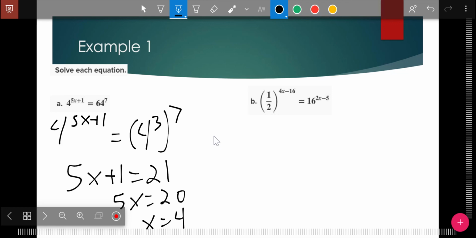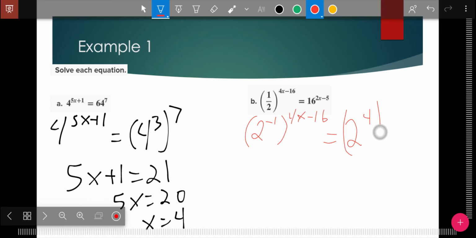B over here is a little bit trickier. This becomes 2 to the negative 1 power. That's 1/2. Still have the 4x minus 16, equals 2 to the 4th power. That's 16. And then it's 2x minus 5 still there. And so I had to convert. This is that third case. This is when it's tricky. I had to convert both of them to base 2.